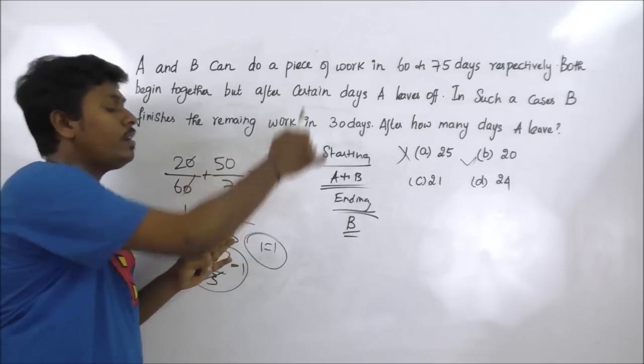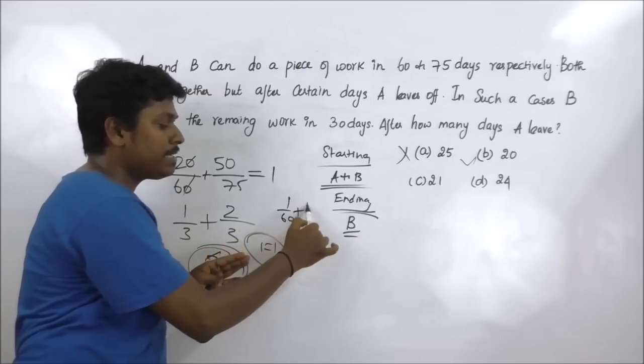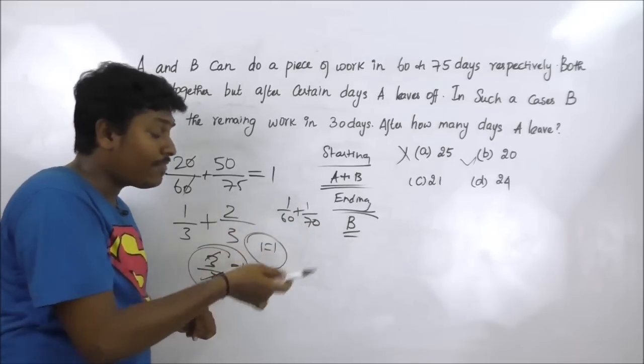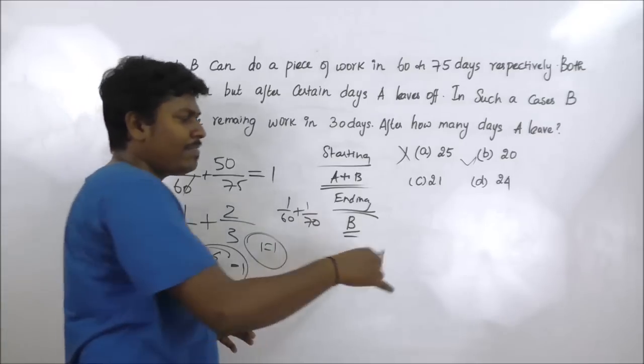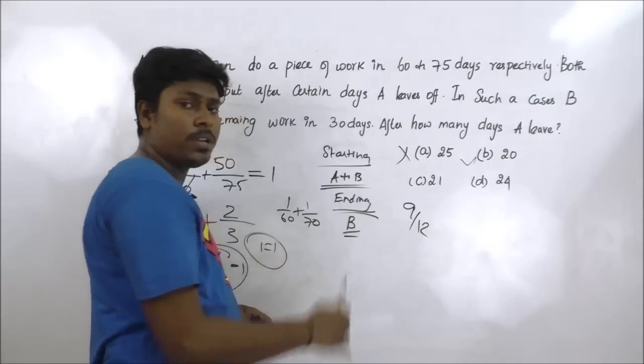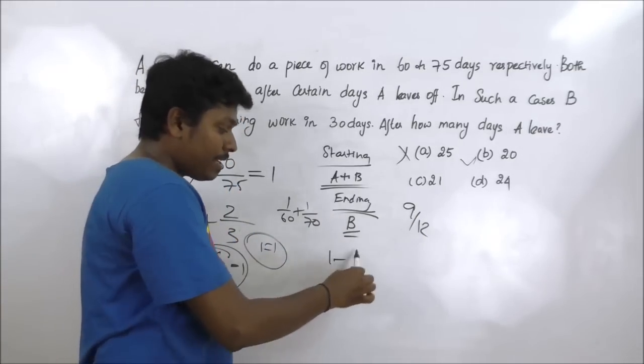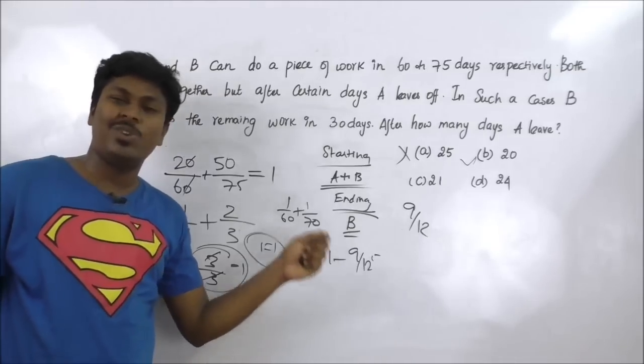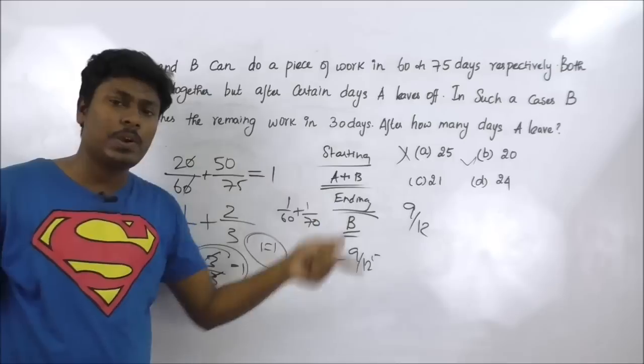Most people will go for 1 by 60 plus 1 by 75 and waste their time by taking the LCM here. After taking the LCM, we will get an answer, something like 9 by 11 or 9 by 12, whatever it is. And our next step will be 1 minus the remaining work. We will waste time here. After calculating the remaining work, we need to multiply and take the reciprocal. So many concepts are there, right?